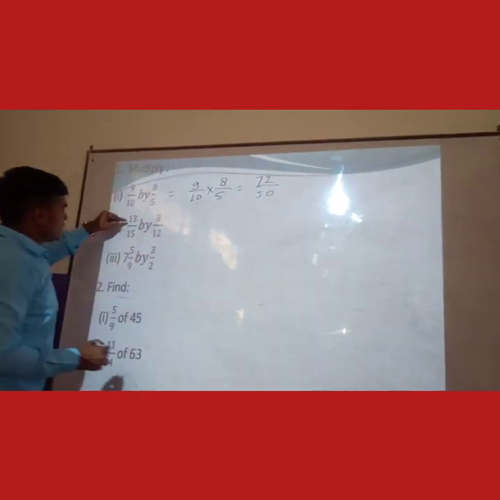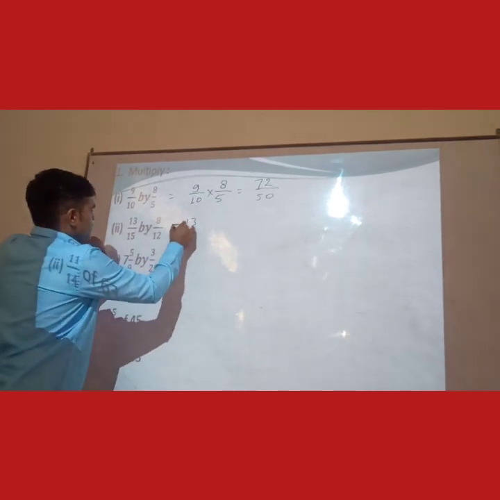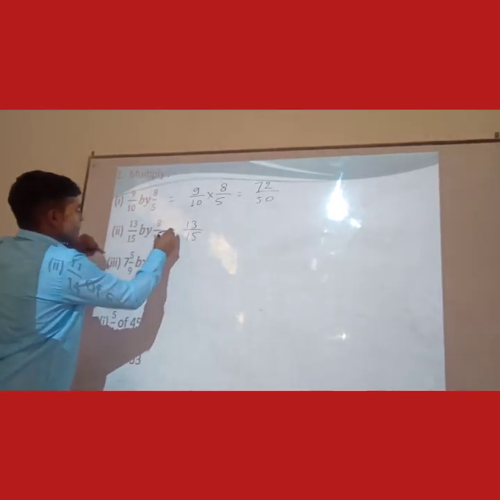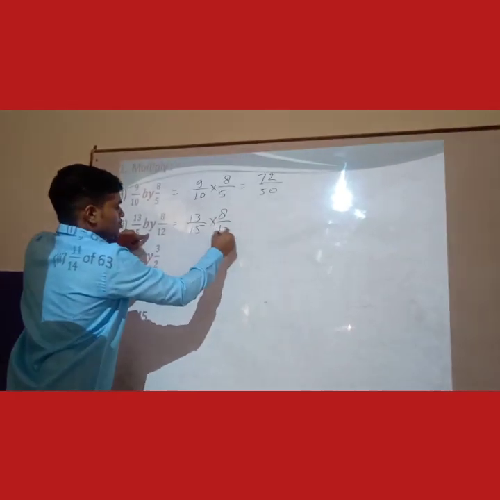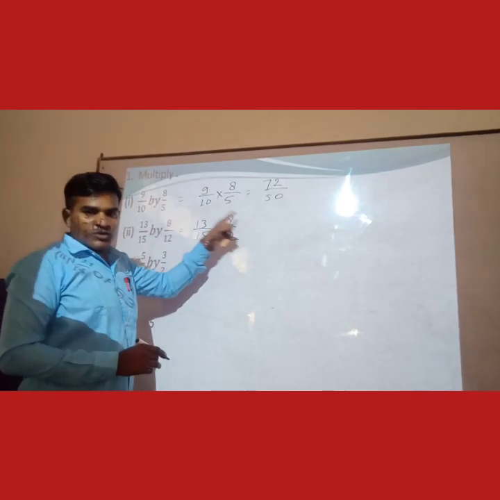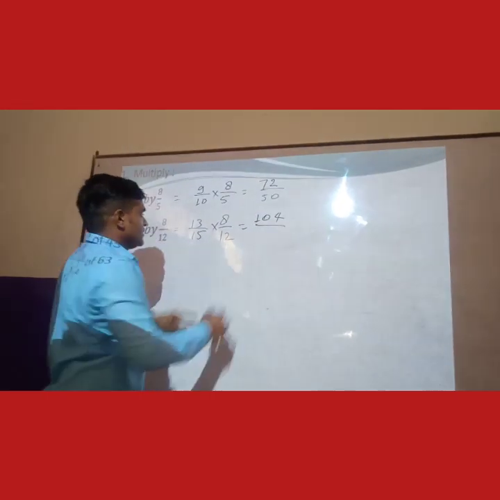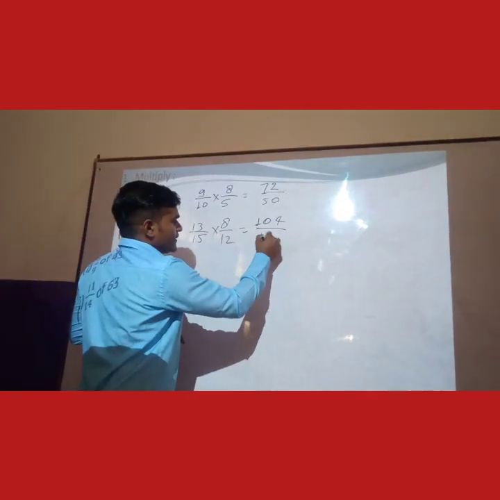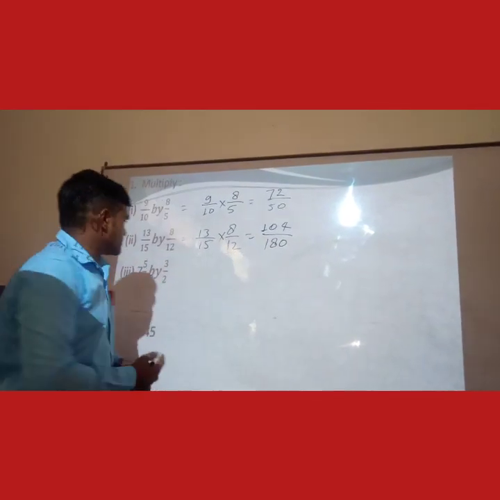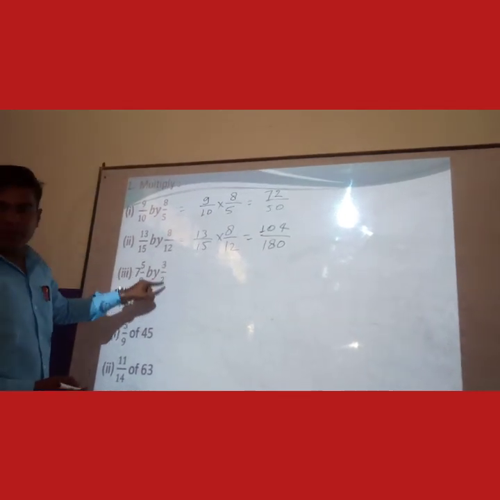Like that, second: 13 upon 15 multiplied by 8 upon 12. The product of the numerators is 13 times 8, which is 104, upon 12 multiplied by 15. So 15 times 12 is 180.